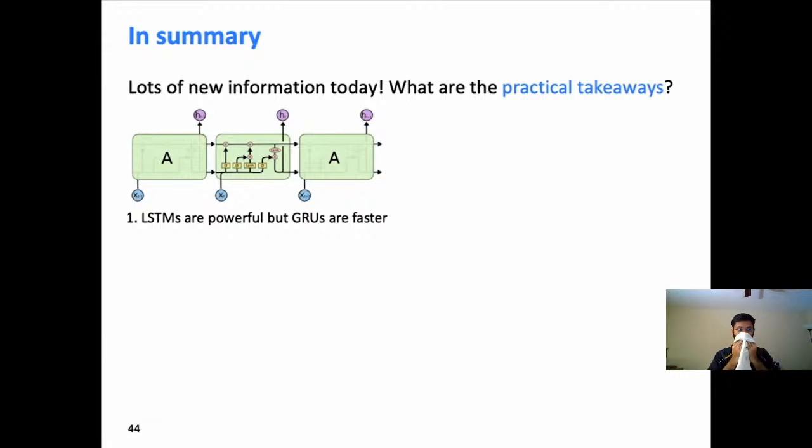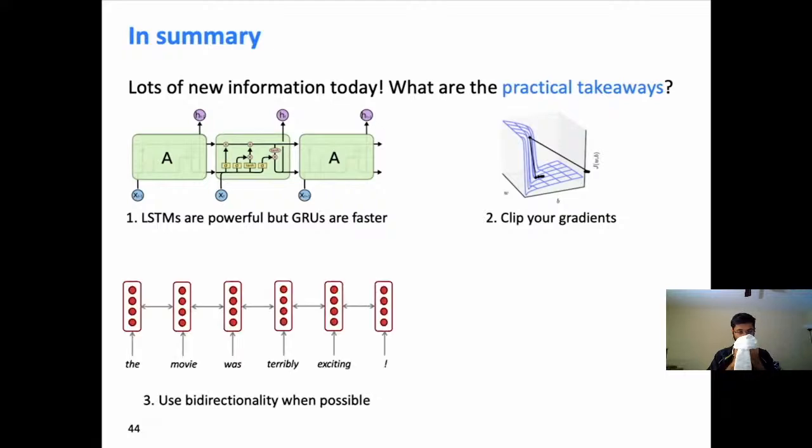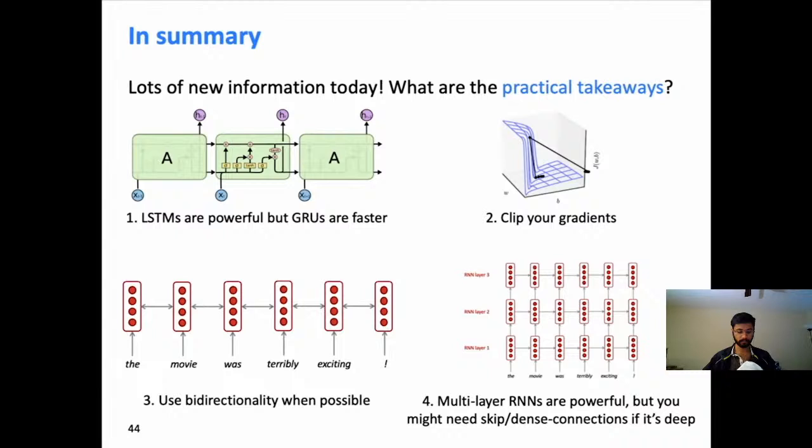GRUs are also more powerful than vanilla RNNs, and the only difference that is consistently the same is that GRUs are faster than LSTMs. The next one is that you should probably clip your gradients, because if you don't clip your gradients, you're in danger of walking off cliffs and then ending up with NaNs in your model. The next tip is that bidirectionality is useful if you can apply it, and basically any time when you have access to the entire input sequence, you can apply bidirectionality, so you should probably do that by default. And then the last tip is that multi-layer RNNs are pretty powerful, and again, you should probably do that if you have enough computational power to do so, but if you're going to make your multi-layer RNN pretty deep, then you might need skip connections.